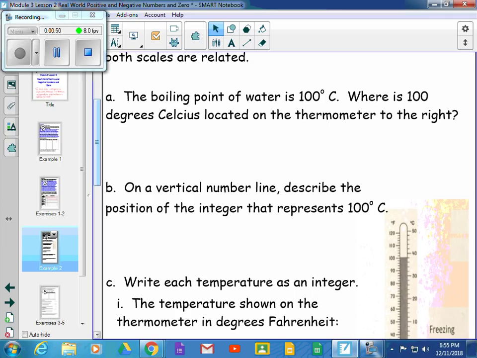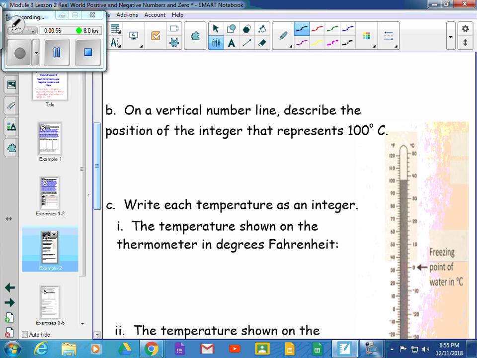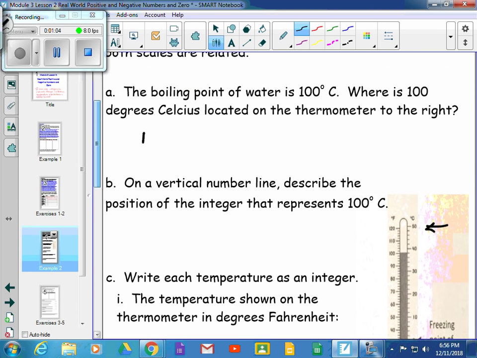Where is 100 degrees Celsius located on the thermometer to the right? If we look at that thermometer, the highest that it goes on the Celsius side is 50 degrees. So the 100 degrees is not shown. This particular thermometer probably measures the temperature of the air. It's not going to be so hot that the water can boil.